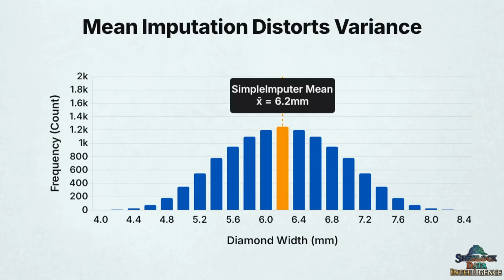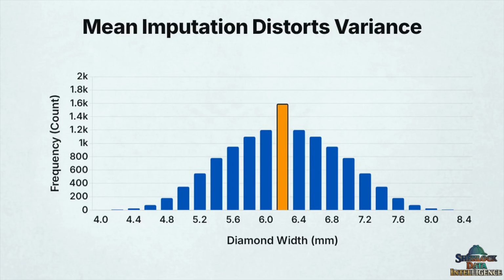We get a massive spike directly in the center. The row count is fixed, but the natural variance of our dataset is artificially compressed. We have created a false sense of certainty, grouping hundreds of diamonds into the exact same profile.